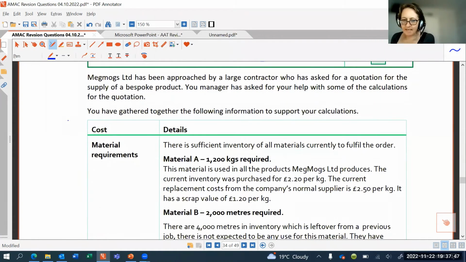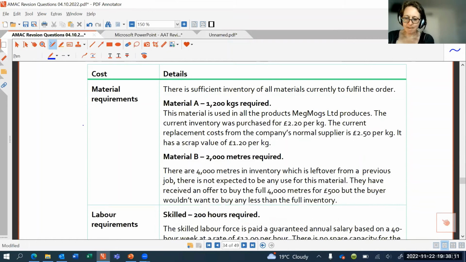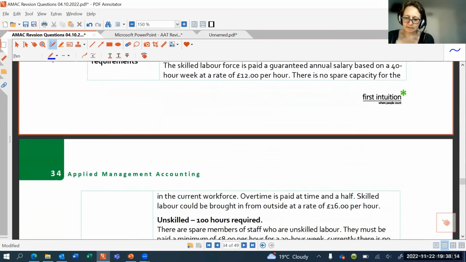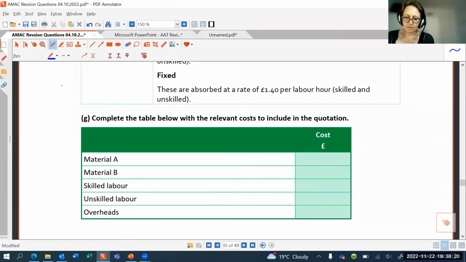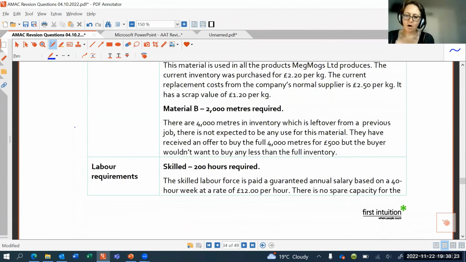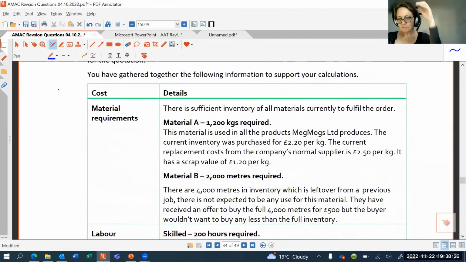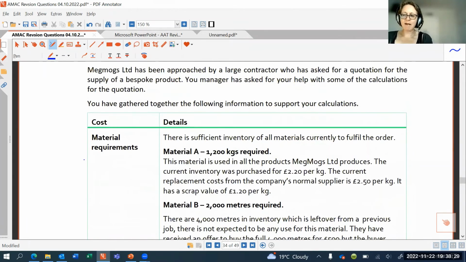And then to finish off this one then, we have got Meg Moggs has been approached by a large contractor who has asked for a quotation for the supply of a bespoke product. Your manager has asked for your help with some of the calculations for the quotation. You've gathered together the following information to support your calculations. So we've now got materials A and B. We have labour, skilled and unskilled, and some variable and fixed overheads. So we've got all these different categories of cost, and we need to decide if these are relevant.